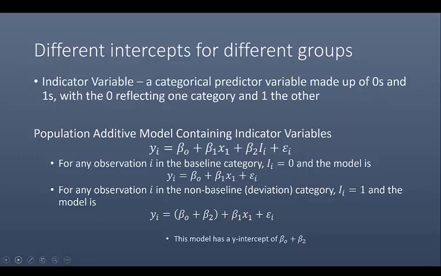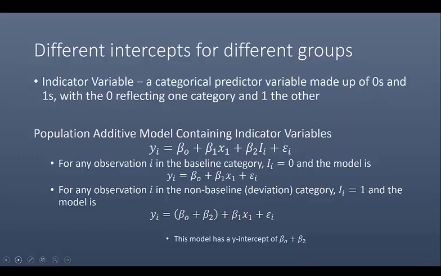The true linear model includes the y-intercept coefficient, beta naught, the slope coefficient beta 1 times the quantitative predictor variable, the coefficient beta 2 for the indicator variable for group 2, and epsilon i. Remember, these epsilons should be normally distributed with mean 0 and variance sigma squared.